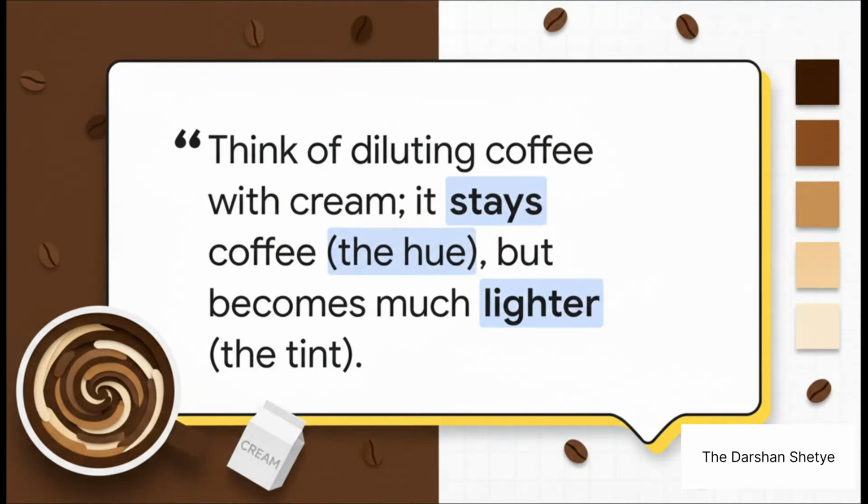Simple as that. I love this analogy. Imagine a strong cup of black coffee. That's your hue. Now, you pour in some cream. It's still coffee, right? You haven't changed what it is, but it's become much, much lighter. That cream is acting just like white paint, creating a tint of that original coffee color.